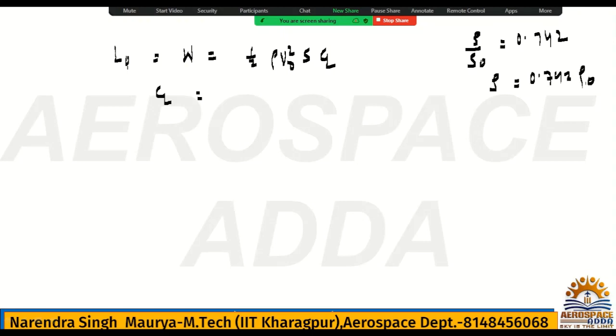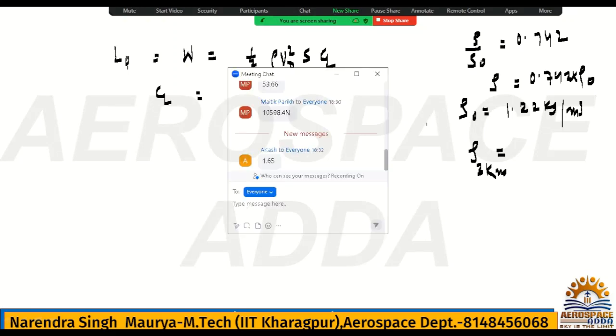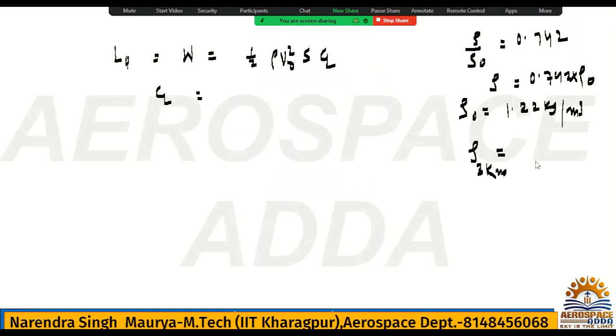0.742 into rho naught. Okay, what is the rho naught? Rho naught means sea level density, 1.22 kg per meter cube. So what will be the rho at 3 kilometer? Because you have to calculate the value of CL and all at 3 kilometer altitude. The aircraft is at 3 kilometer altitude, so there should not be any confusion.